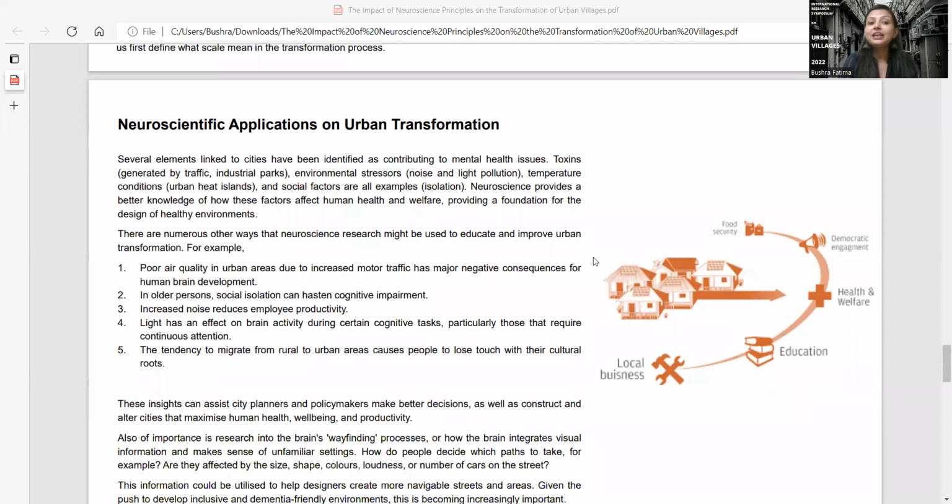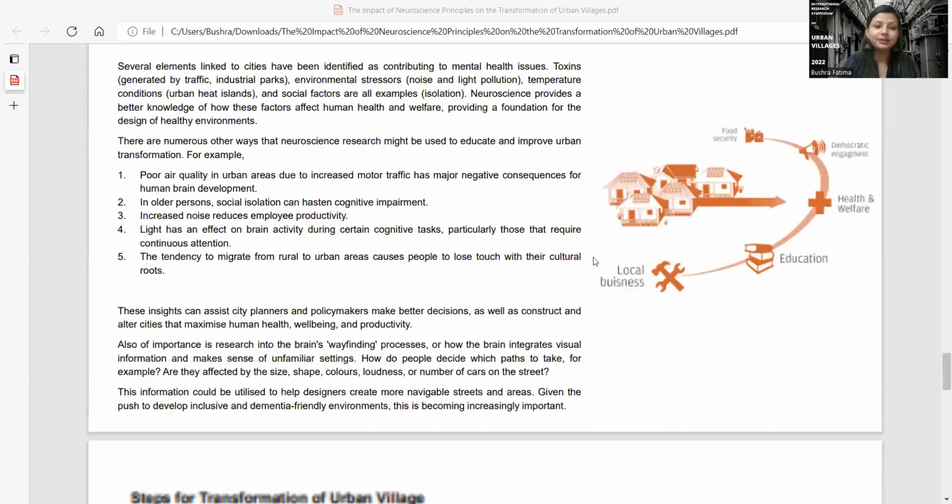For example, in older persons, social isolation can hinder cognitive impairment, increased noise reduces employee productivity, poor air quality in urban areas due to increased motor traffic has major negative consequences for human brain development.